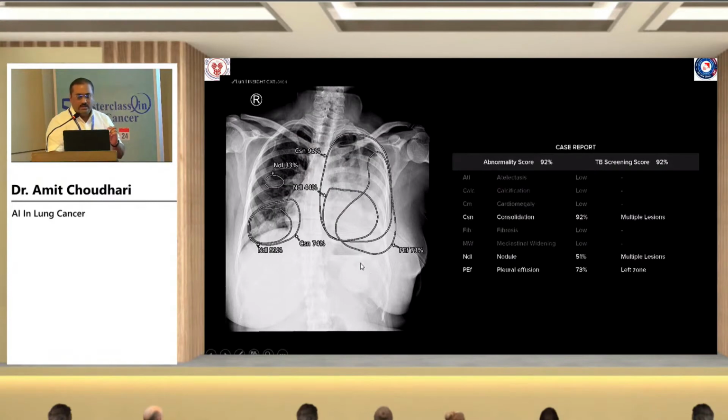Again, another case wherein at times even these CNN-based techniques can fail, wherein the technique has annotated this area as a nodule. But if you look carefully, that's actually a lead which is used for monitoring of ECG of the patient, which was spuriously detected as a nodule in the lung parenchyma.